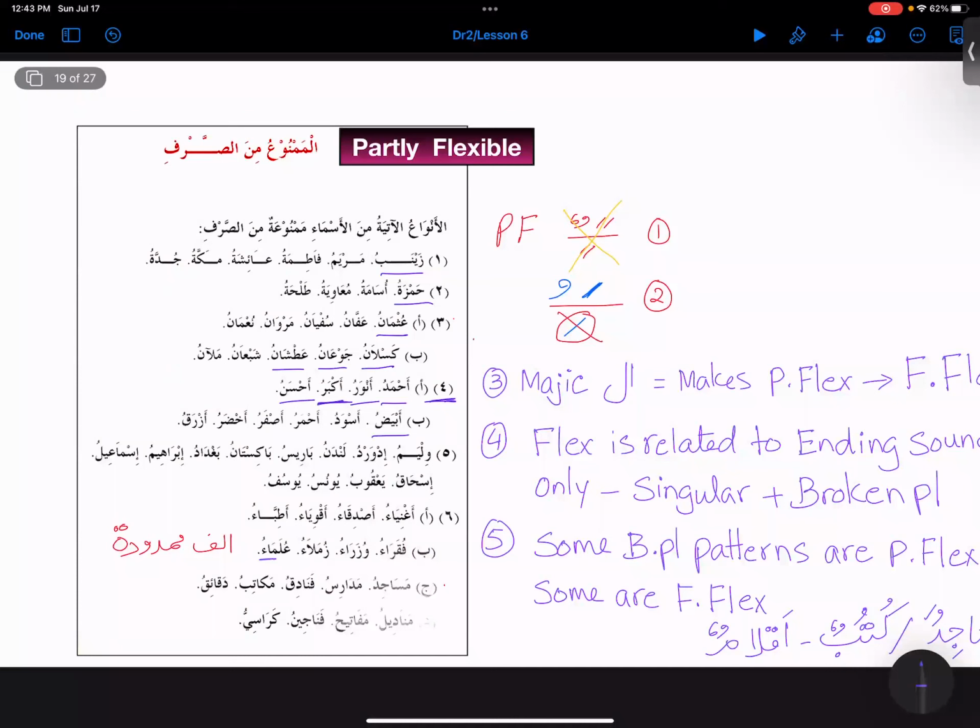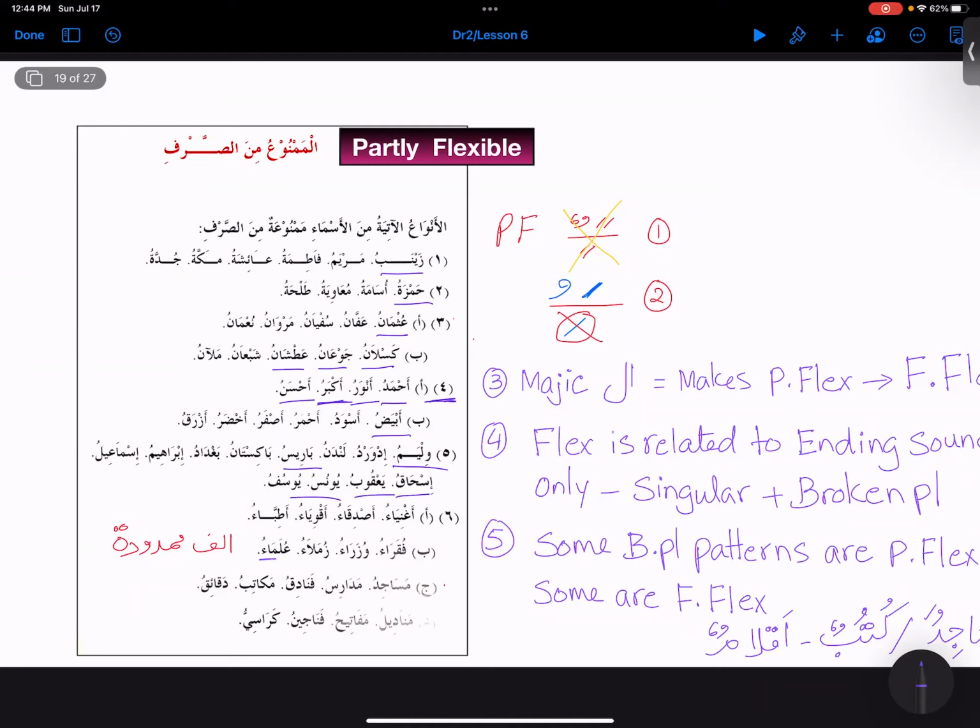Then all the names of the colors are partly flexible. Then non-Arab names, William, Edward, David, I think. London, Paris. So all these names of places are partly flexible. Ishaqu, Yaqubu, all these non-Arab names.